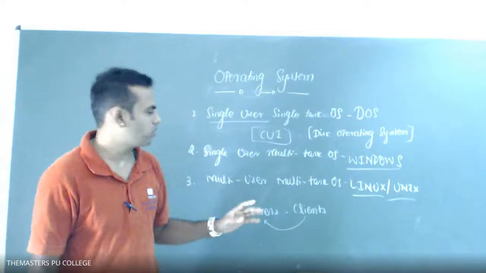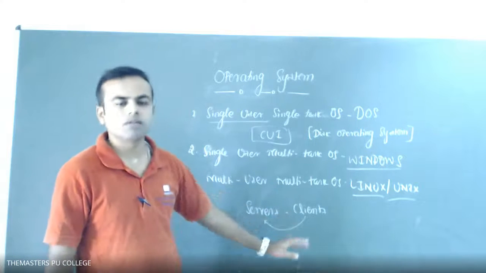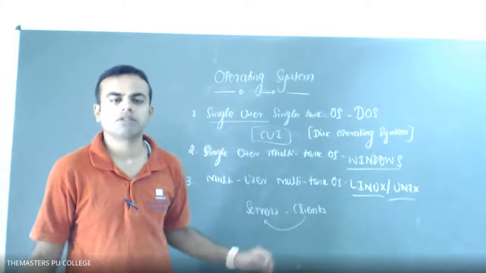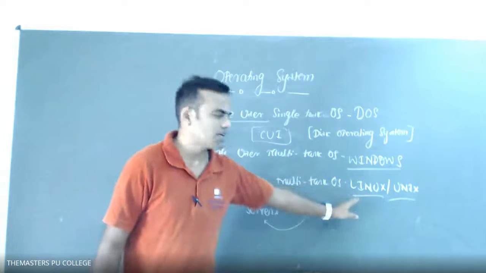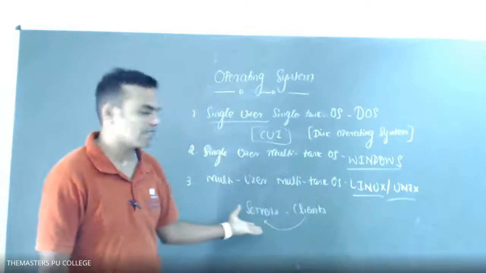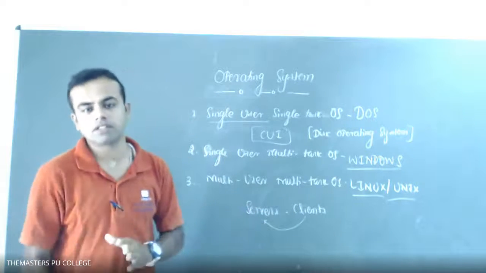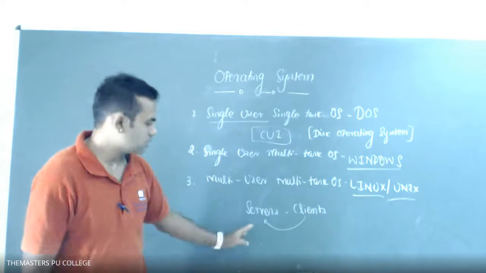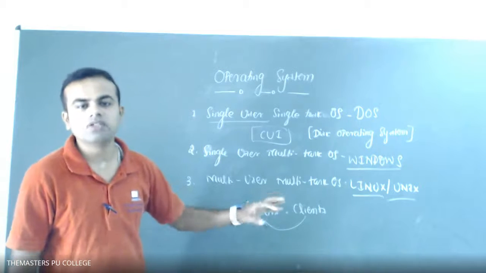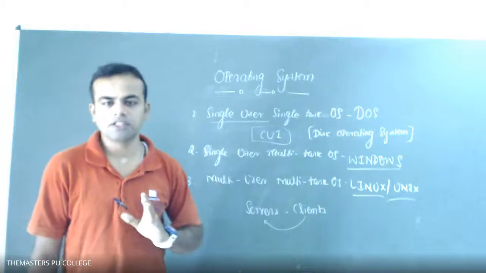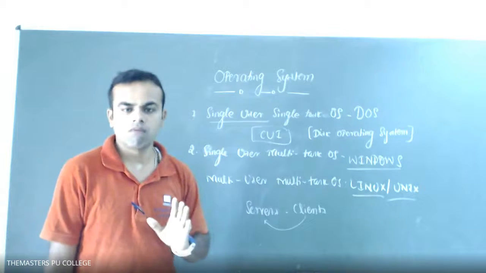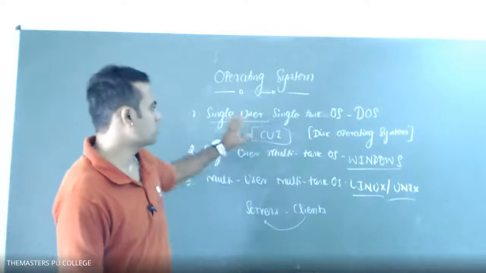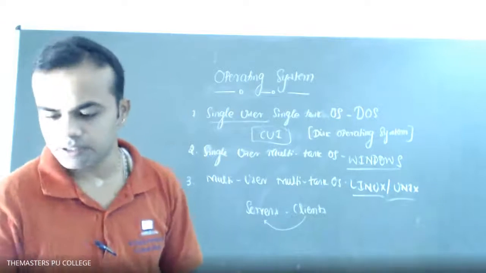And multi-user multitasking operating system: more than one person can work with the computer system and they can perform more than one task at a time. The best example is Linux and Unix. The best example for a multi-user multitasking operating system is servers and clients used in banking sectors. Is that clear, everyone? Yes, sir. Okay, so the first one, single user, single tasking operating system.